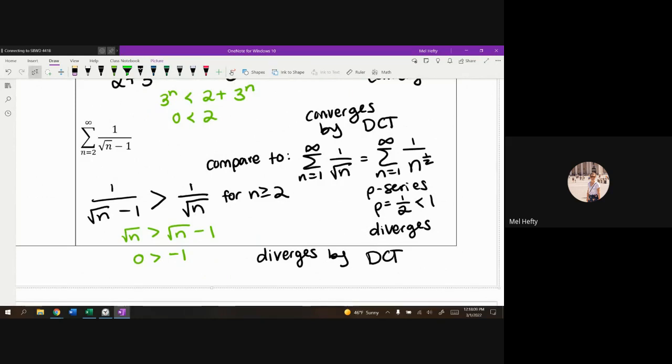Yeah, Caitlin. So if it was equal to it, we would probably just simplify and use a p-series test. So usually these are going to be a slight difference off of the ones that we already know.